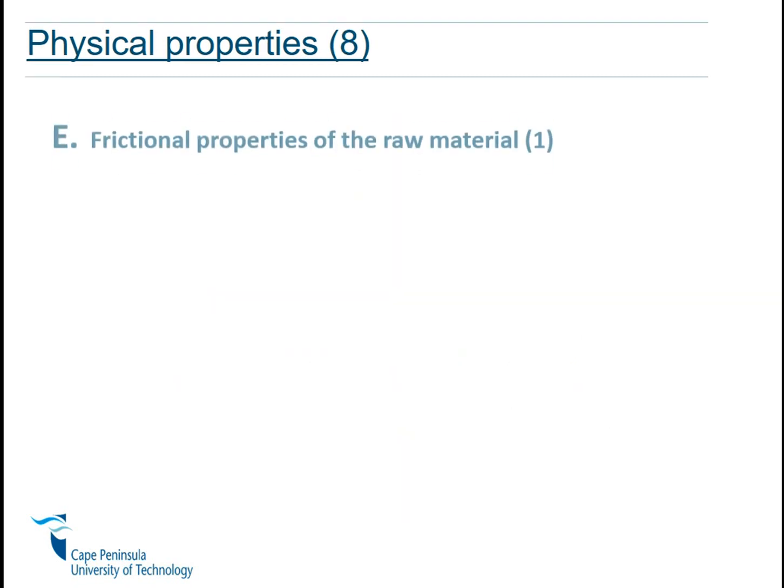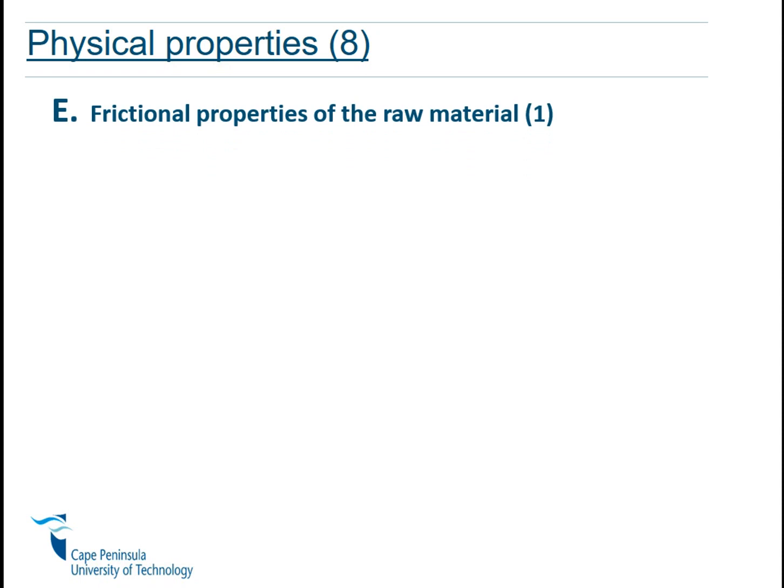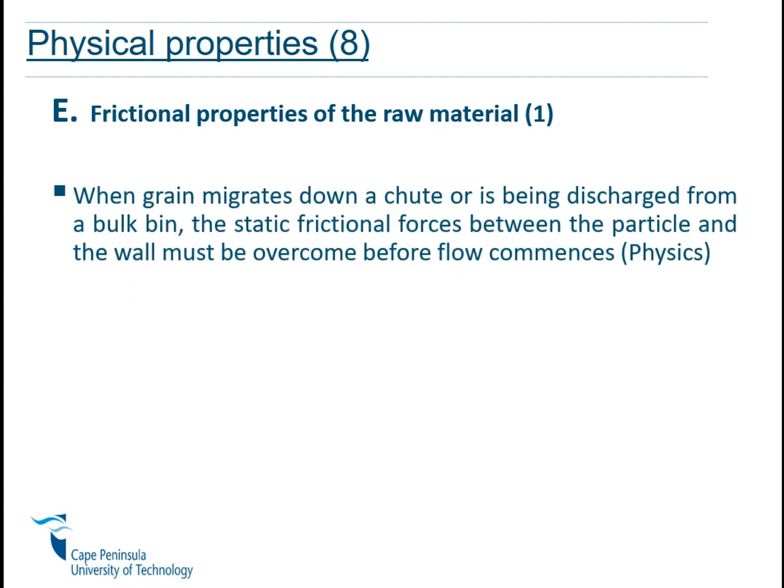The next point that we need to look at, which is the last one I think, is the frictional properties. With regards to the frictional properties, when you have grain of any type and you want to migrate it down, moving it down a chute or discharging it from a bulk bin, the static frictional forces between the particle and the wall must be overcome before the flow commences. Right. So this is where your physics kicks into play.